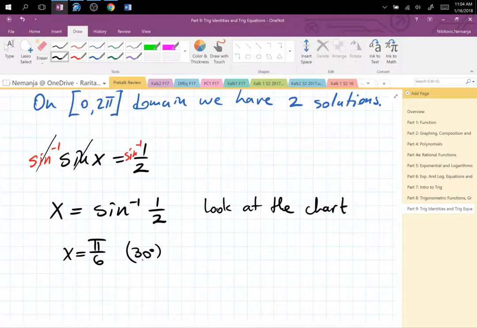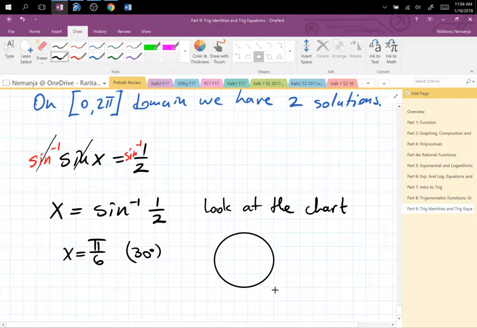Now you know that the story doesn't end there, because you found 1. On 0 to 2 pi you have two solutions, and on the entire domain you have infinitely many solutions. You found 1, so the goal is to find the other solution, quickly and efficiently.